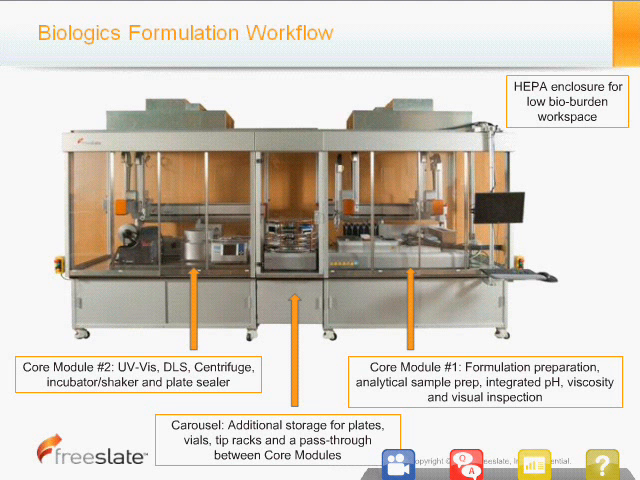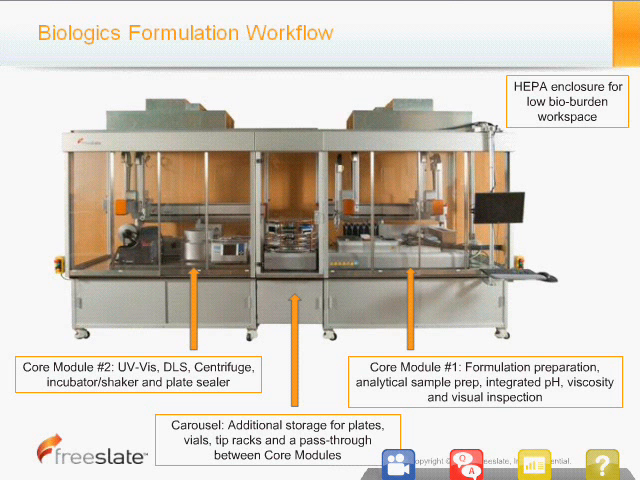And the two core modules are linked together in the middle by a carousel, which we use for additional plate storage and consumable storage for empty plates, vial racks, and tips. It also serves as a pass-through between the left half and the right half for passing plates to each of the two core modules. And the whole system is enclosed in a low bioburden enclosure that's fitted with HEPA filters to keep particle counts down.